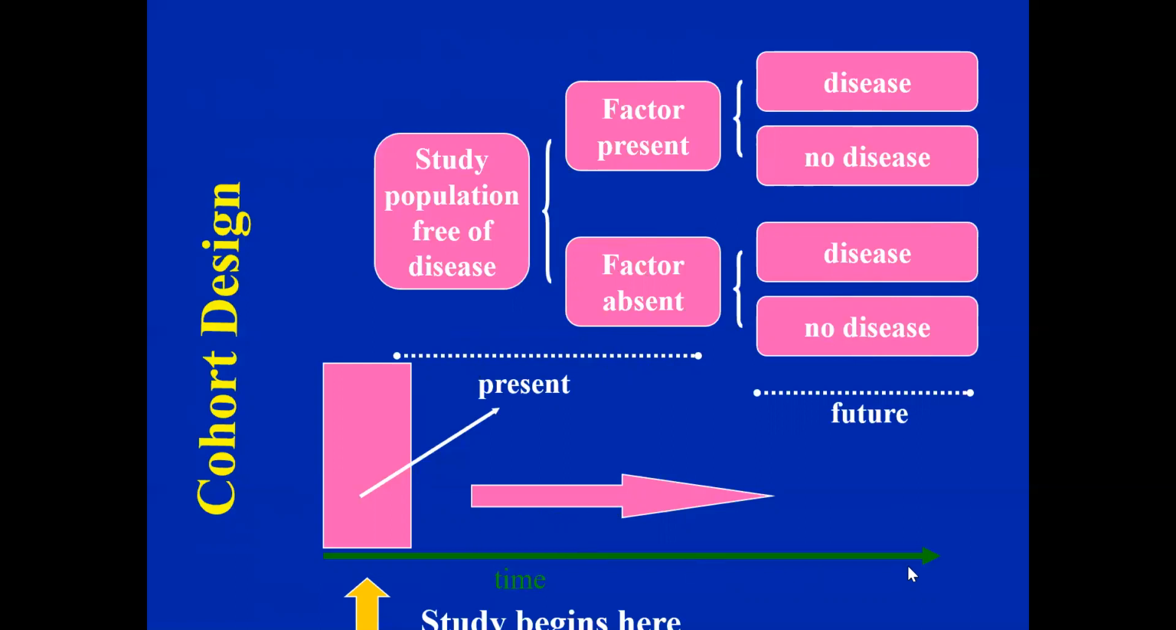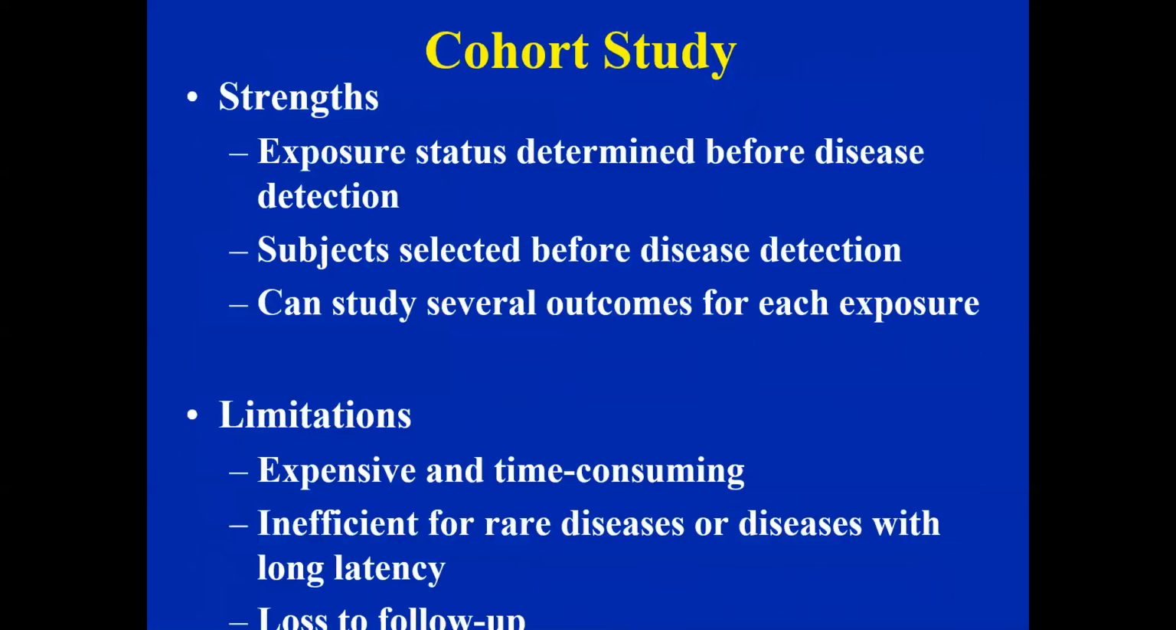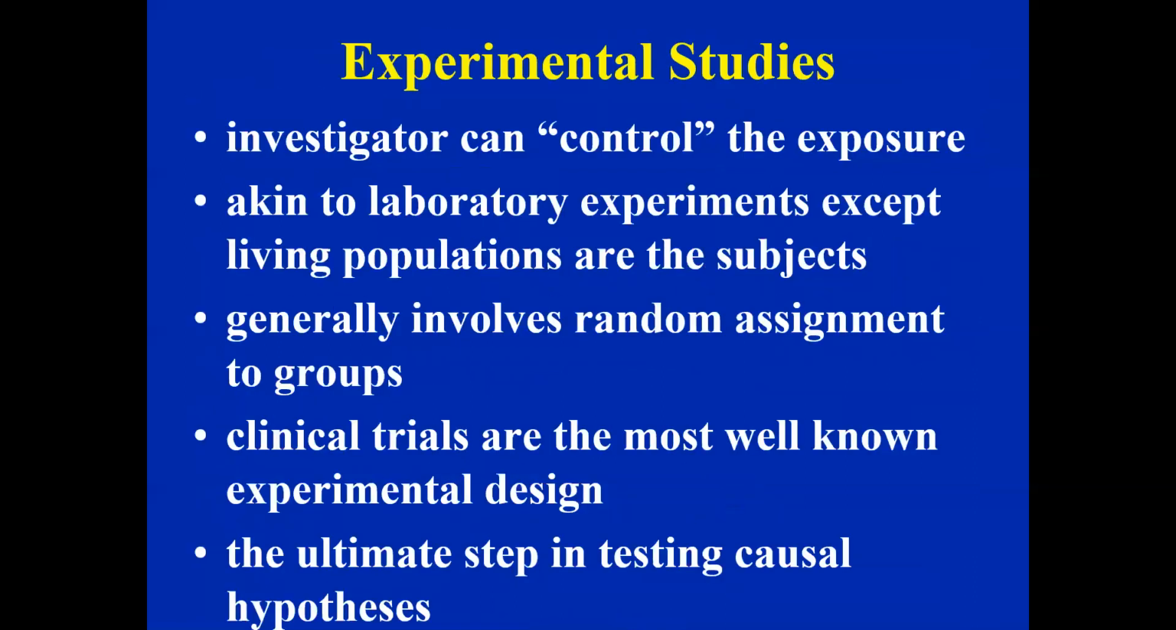They can be either retrospective, where you're going backwards, or they can be prospective, once you're following up your study participants. Then the last study design, which we'll be discussing, are experimental studies. So I think we've discussed this. The investigator can control the exposure, and this exposure can be given at random and to groups. So clinical trials are the most well-known experimental design, and they are very good in testing causal relationship between exposure and outcome.